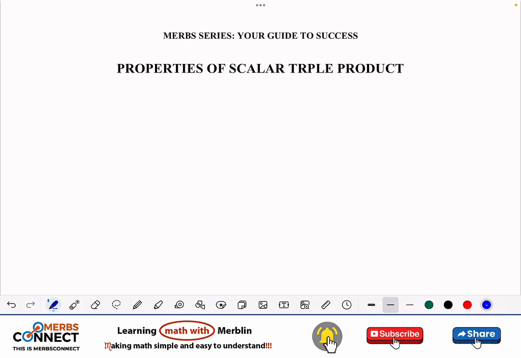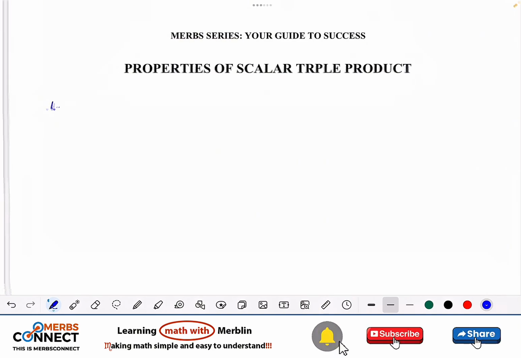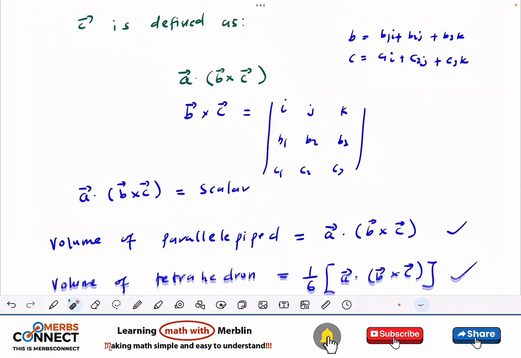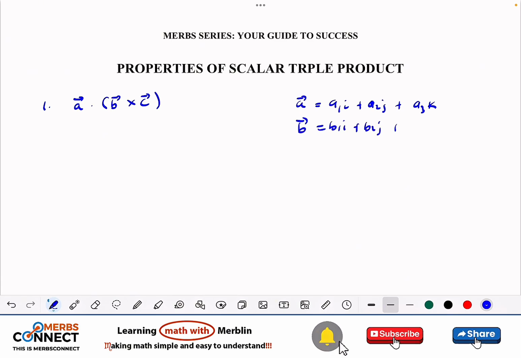The first thing that I want to share is this. Let me start with the first one. We started with these vectors here, so let me start with A dot B cross C. Now we are defining A to be A1 i plus A2 j plus A3 k, and B to be B1 i plus B2 j plus B3 k, and we are going to define C to be C1 i plus C2 j plus C3 k. Now, what are we going to get here?